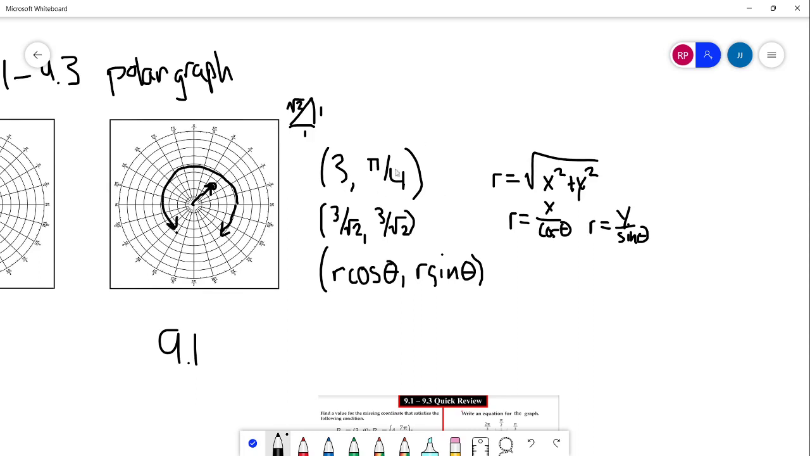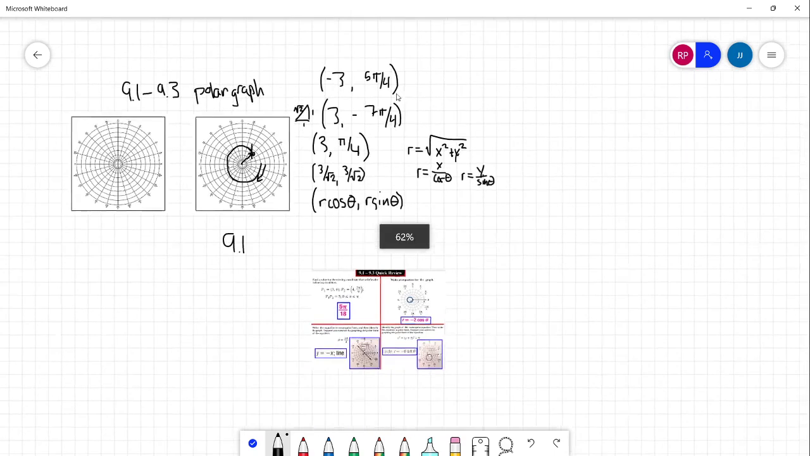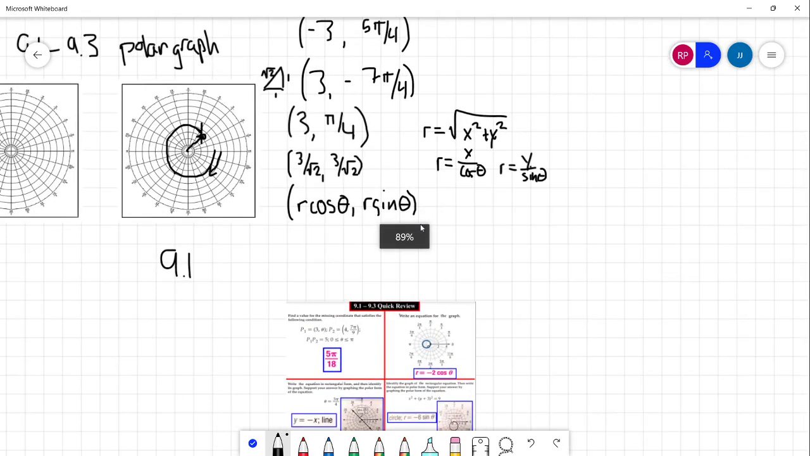Sometimes you'll be asked to give multiple examples of a single point. So let's look at this with 3 pi over 4. Well, we might look at it using this angle, so it's going to be negative 7 pi over 4 and 3. And then we can do similar things with the negative radius, which just flips it. So negative 3, 5 pi over 4. I assume all of you are mostly good with this stuff, right? This is pretty simple.